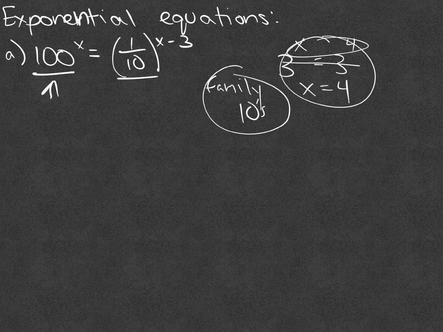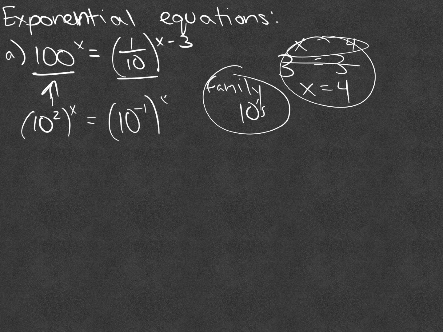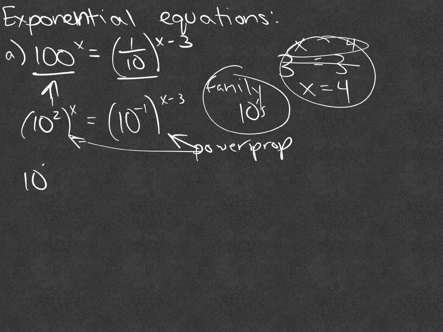So 100 is 10 squared. So we're going to call that 10 squared raised to the x. All we did was we substituted that 100 for 10 squared. Now 1/10 is 10 to the negative 1 power. And then we've got x minus 3. Using the power property, we're going to go ahead and distribute both of those. So that turns to 10 to the 2x equals 10 to the distribute that negative 1, negative x plus 3.